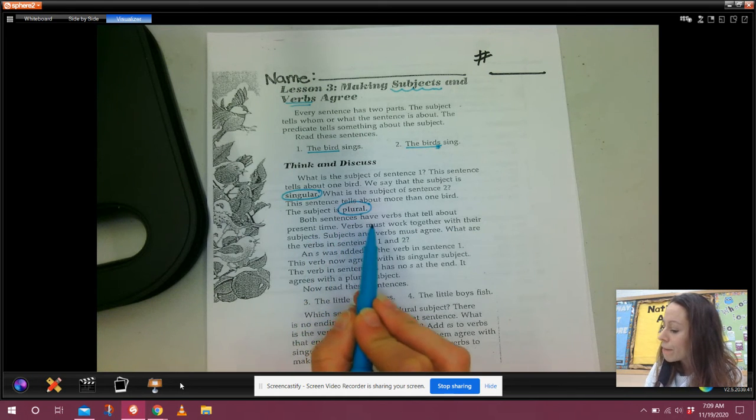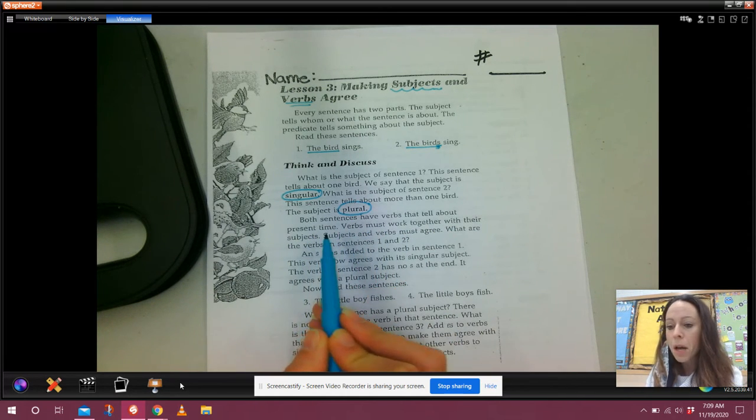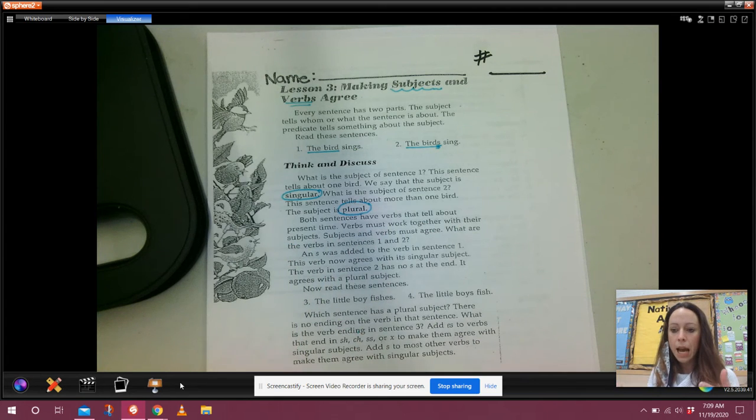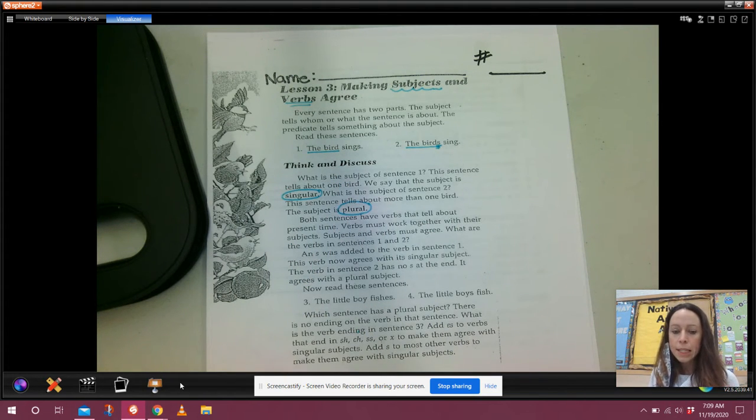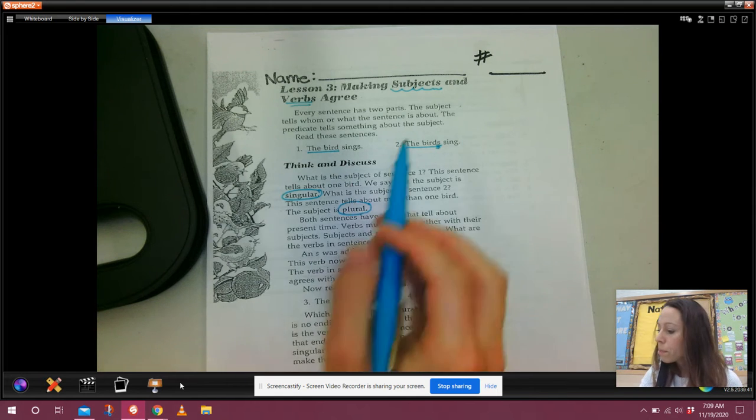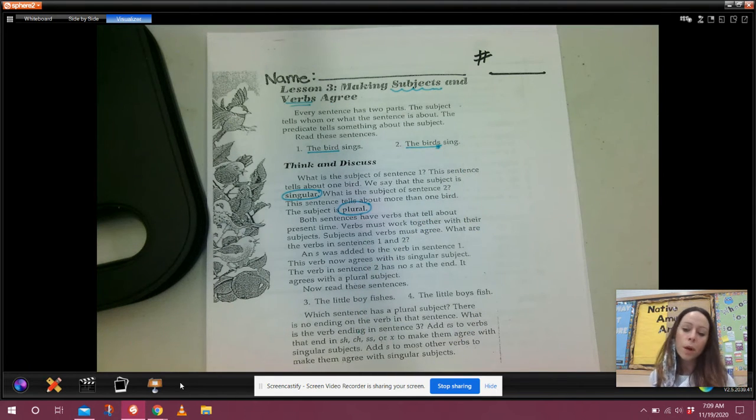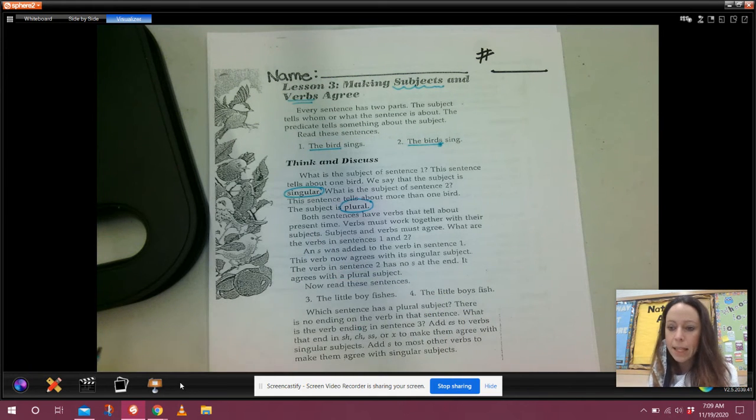Both sentences have verbs that tell about present time. Present time is right now. That means it's happening. So the bird sings, that bird is singing right now. Or the birds sing, that means more than one bird is singing right now. That's what that idea of present time means. It's happening now.